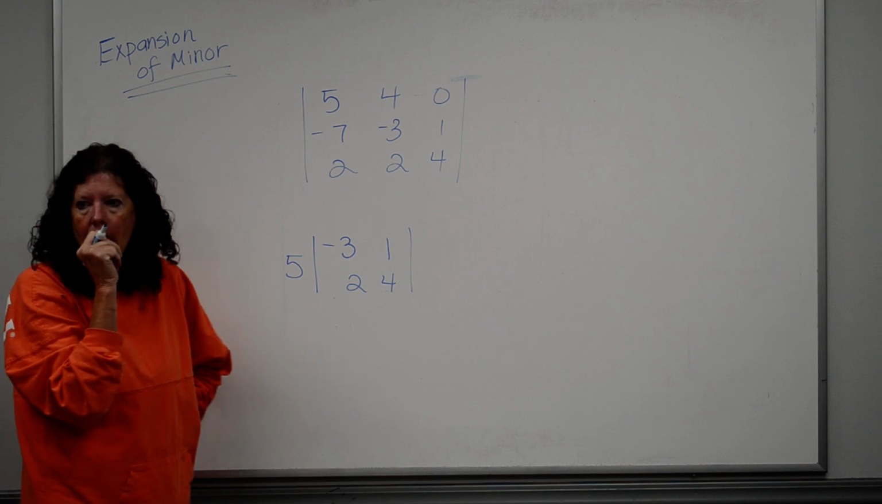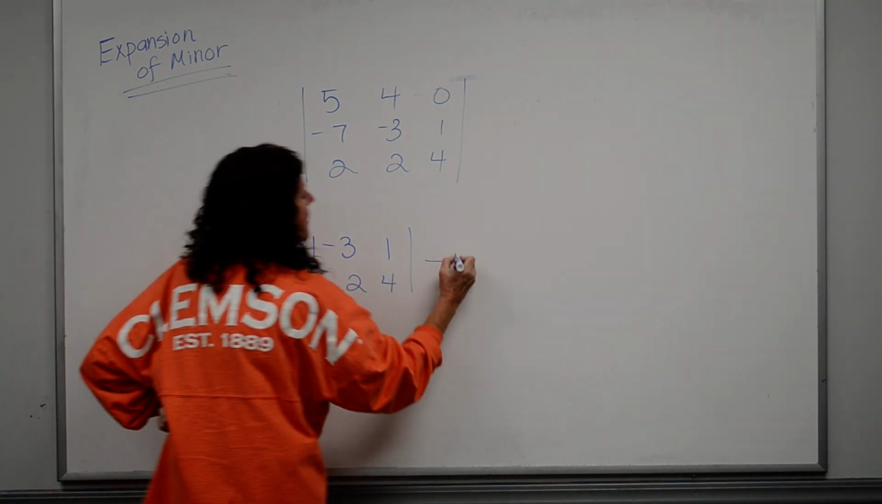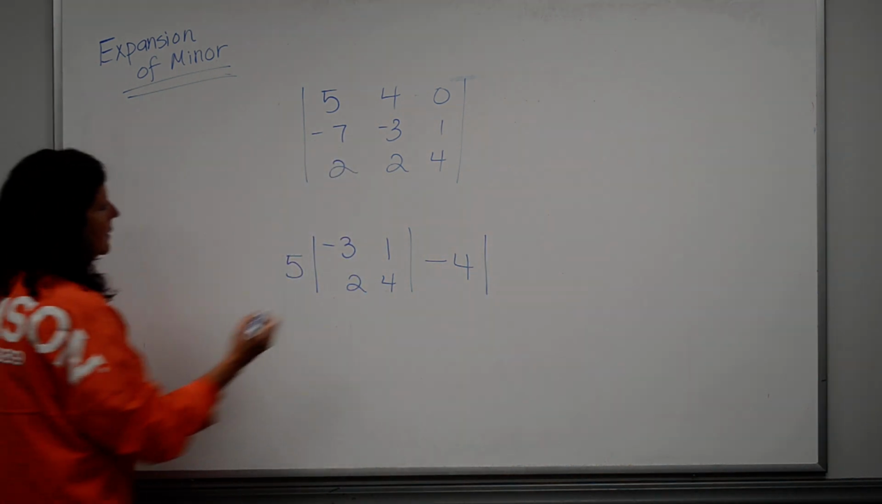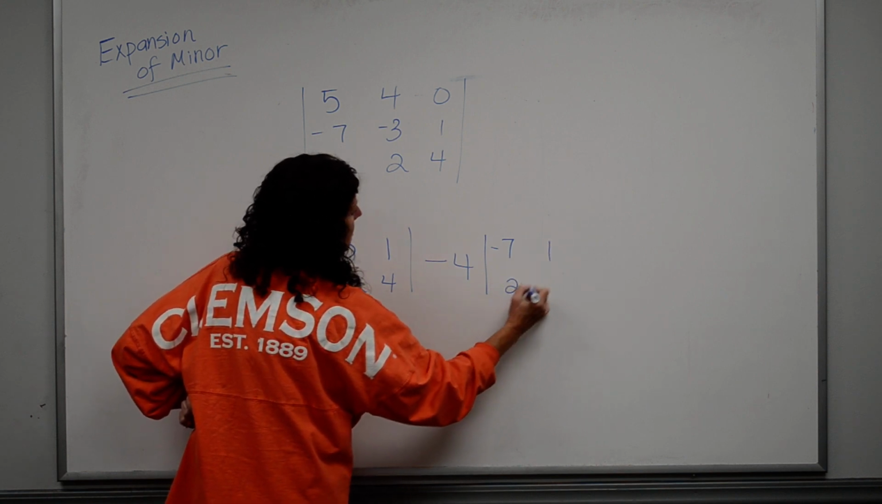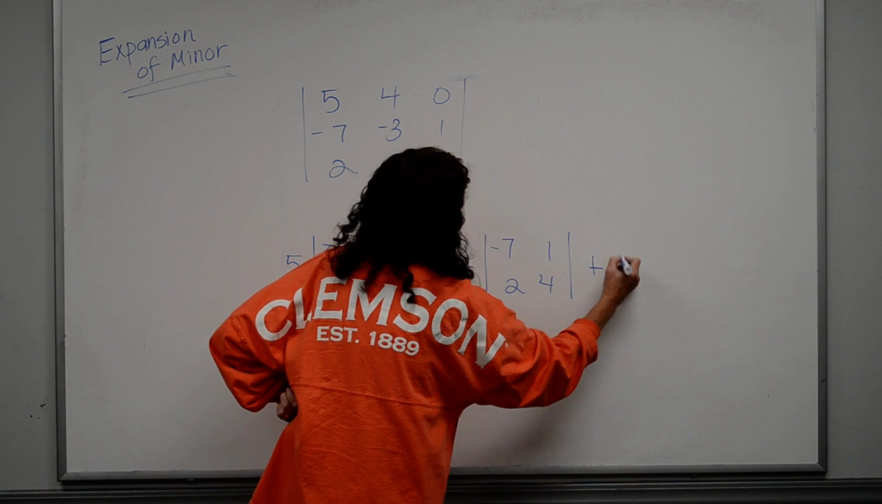Then what? 4. Okay, but minus, minus 4. And what's the determinant I'm doing there? Negative 7, 1, 2, and 4. And then plus 0.